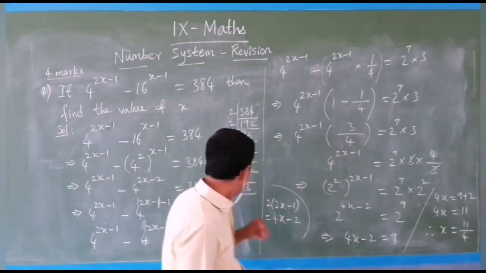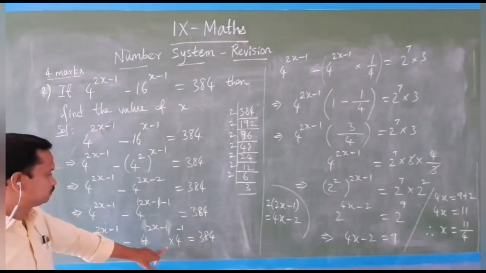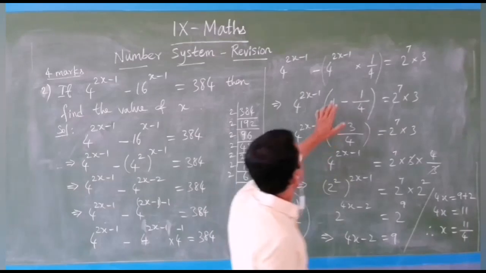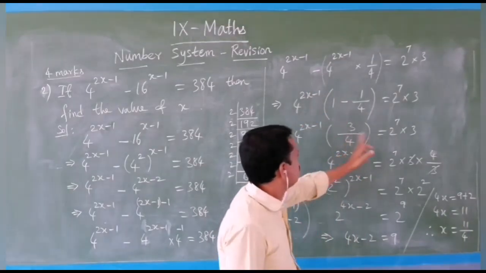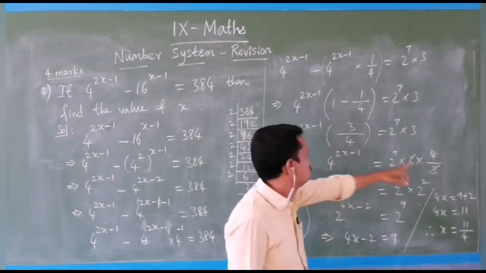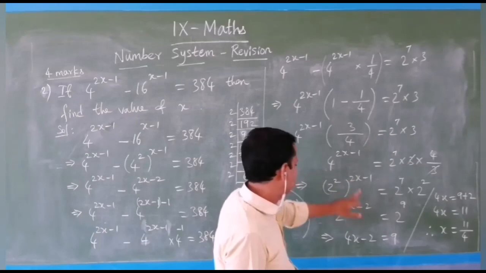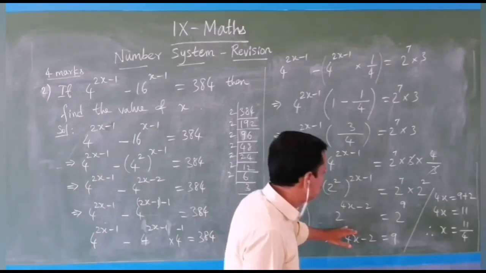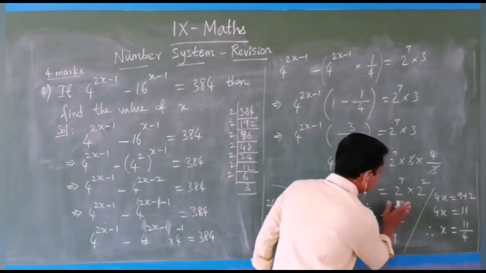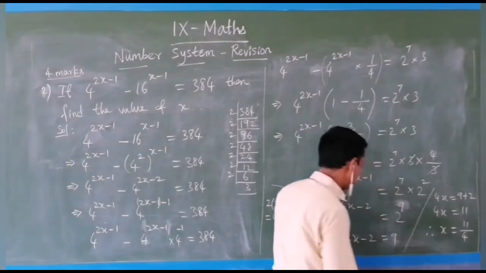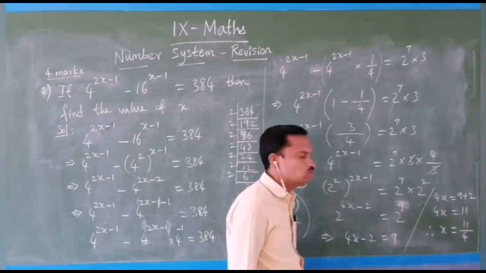So we have to observe here how I split it, and then here I am taking 4 power 2x minus 1 as common, and I am transposing 3 by 4 to that side, and after that again 4 I am taking as 2 square. So power into power, it becomes 2 power 4x minus 2, and here the base is 2 and the exponent is 9. So bases are equal, so equating the exponents we get x equal to 11 by 4.